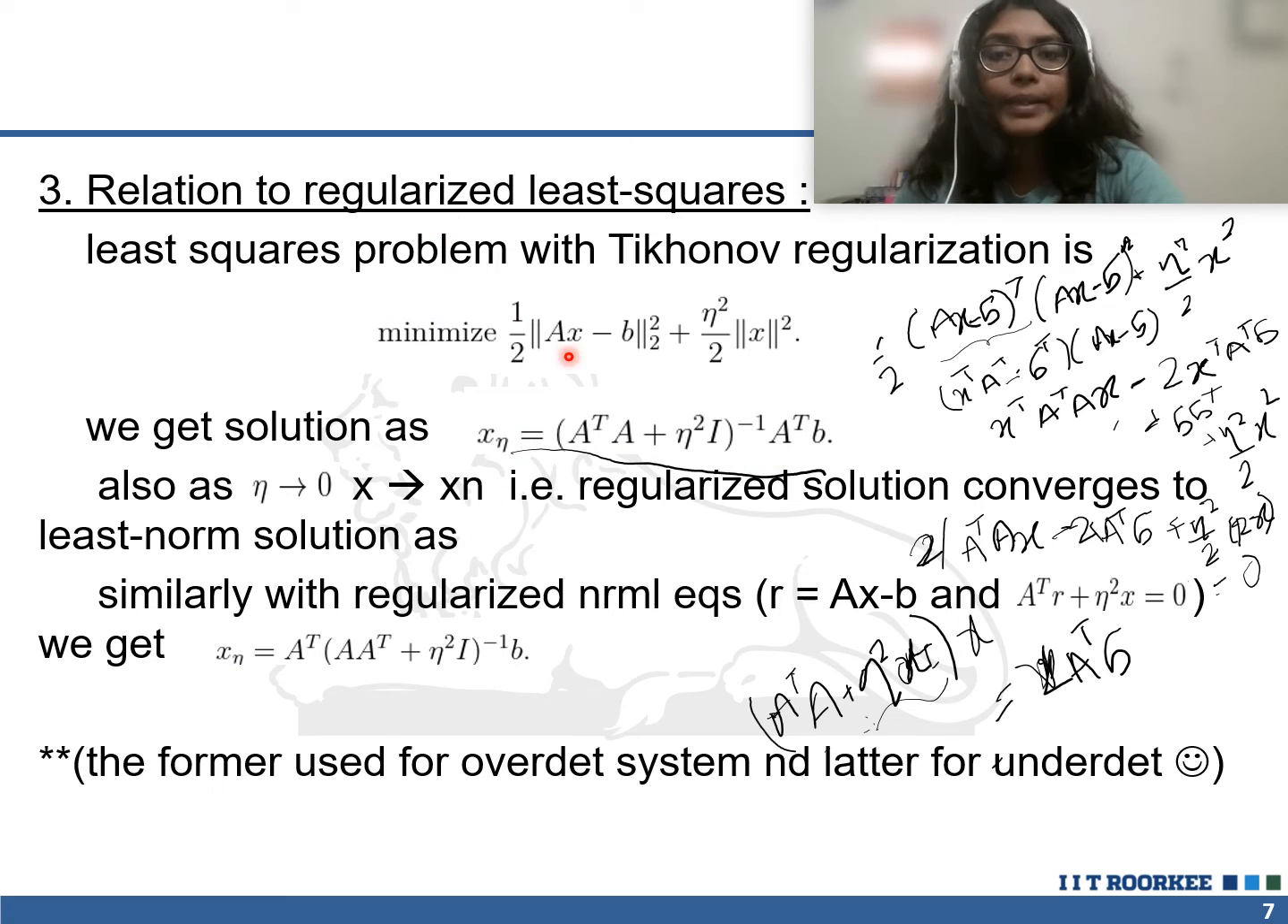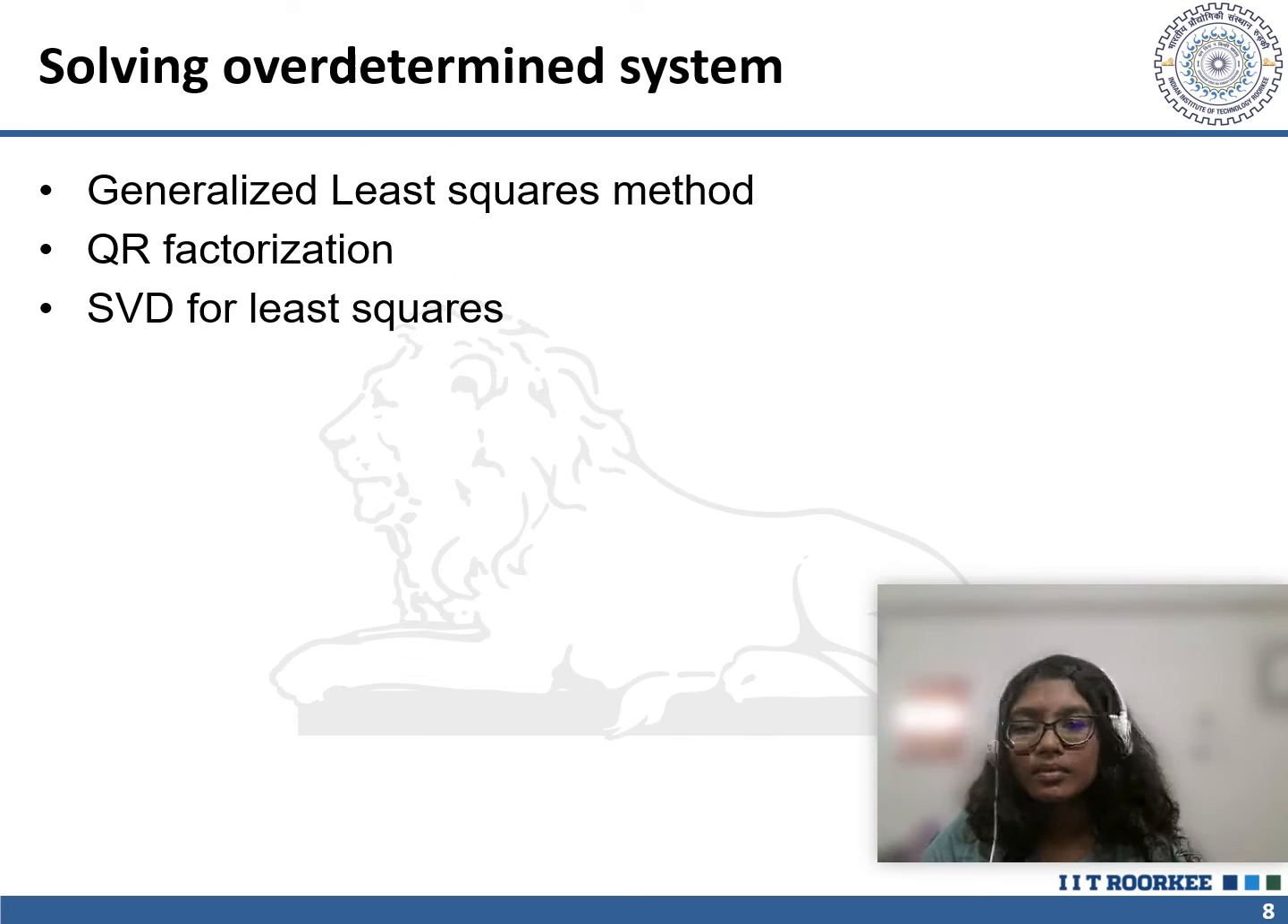So just by playing with the set of equations we have, and by minimizing this, we got two values of x. One is x equal to this and one is this. The former one is used for the overdetermined system and the latter one is used for the underdetermined system, when η tends to 0. So this is one other method for solving for x.